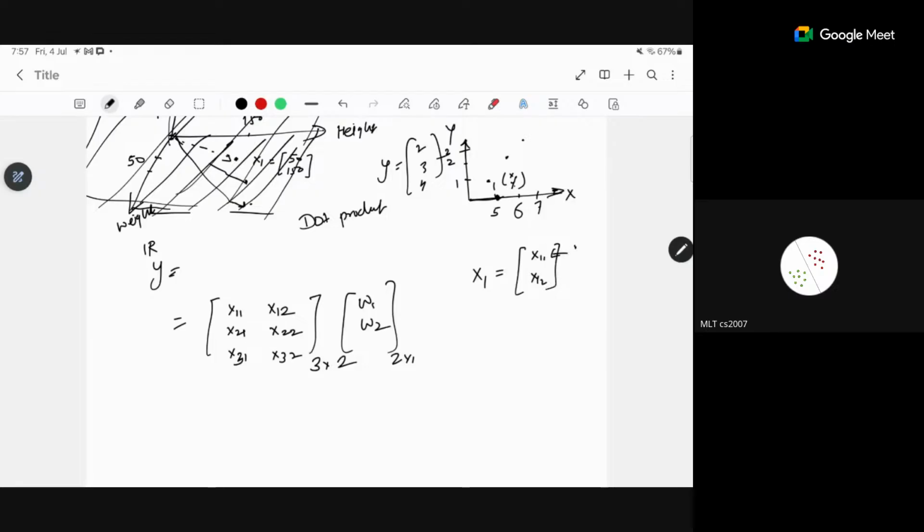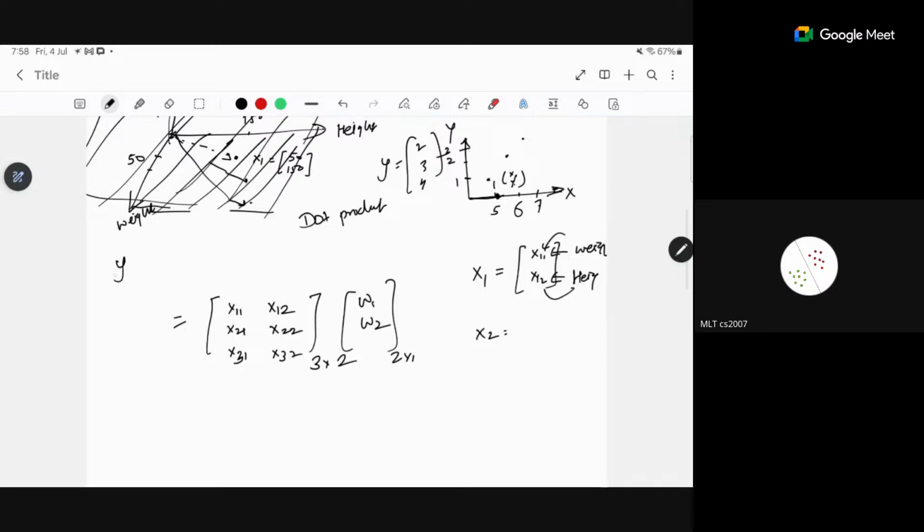So this corresponds to weight, let's say, and this corresponds to height. So one is for weight and two is for height, and x1 is basically the first example. So the combination will be like this. Let's say y1 is equal to w1 x11 plus w2 x12. So here it will be y1, y2, y3. Is that fine? Now it is fine, correct, right?